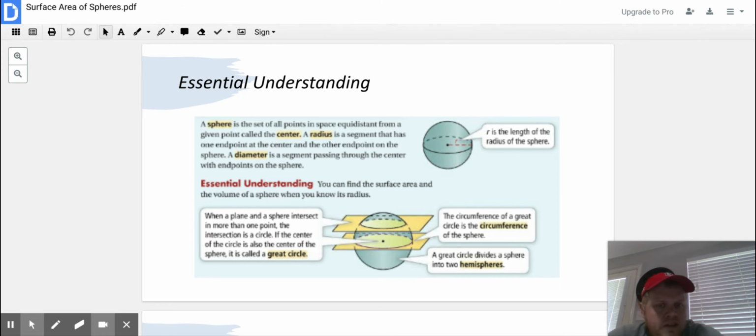The circumference of a great circle is the circumference of the sphere. So again, if I were to pick that part up of the great circle, that's the biggest circle that it could be, that's also going to be the circumference of the sphere. A great circle divides a sphere into two hemispheres. So essentially, all we're doing there is just dividing that sphere into two congruent hemispheres. It's just cut in half. That's really all it is. So again, a lot of vocabulary there, guys, but just understand the basis of what they're trying to say there.